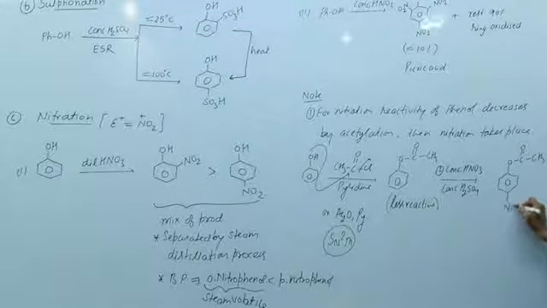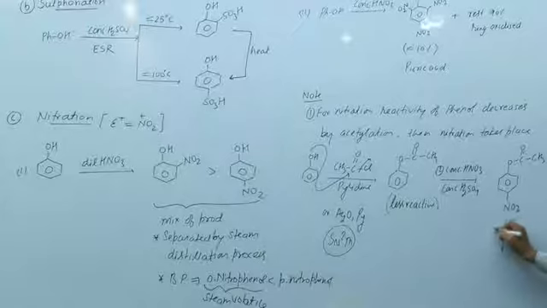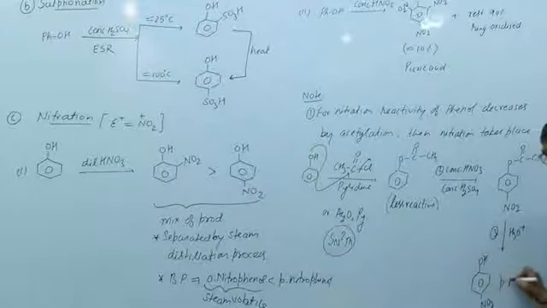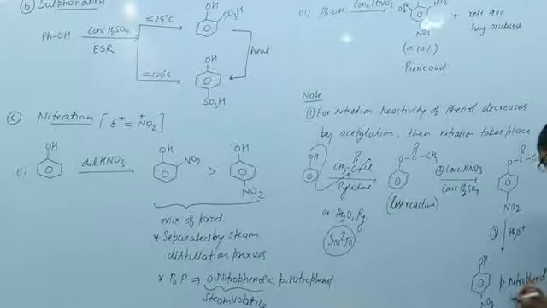So mostly the para-nitro product is obtained, and in the third step the hydrolysis takes place. So after hydrolysis, we get the para-nitrophenol in good amount.